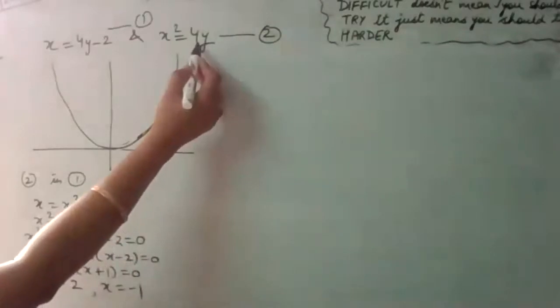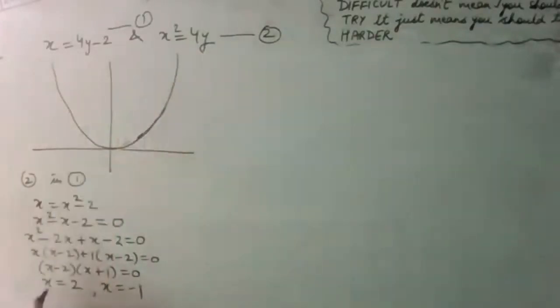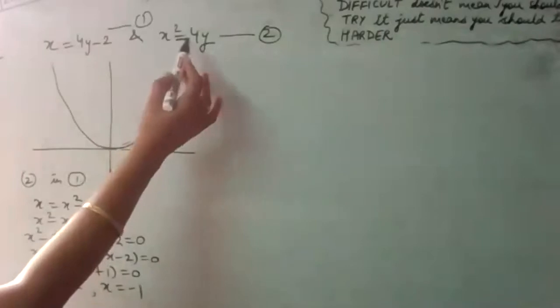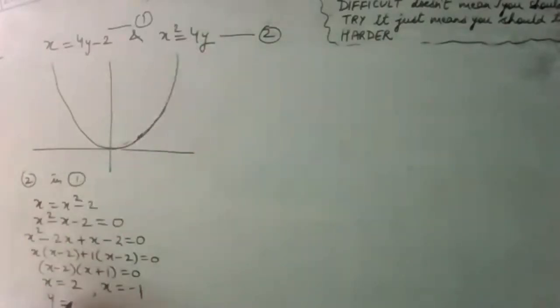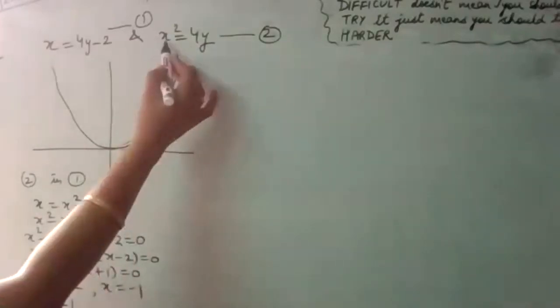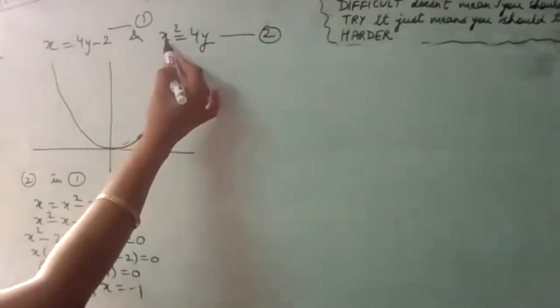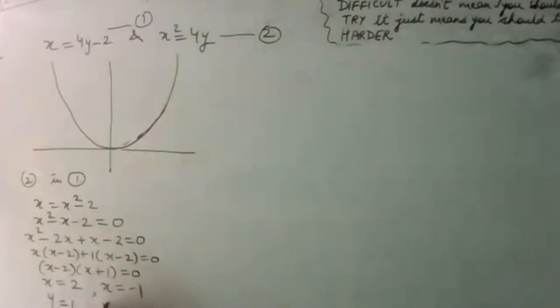For that, let's find out the value of y. So if x is 2, so what is y from here? It is 2 to the 4. We get y equal to 1. If x is minus 1, so this becomes plus 1 and we get y as 1 by 4. So these are the two intersection points, right?